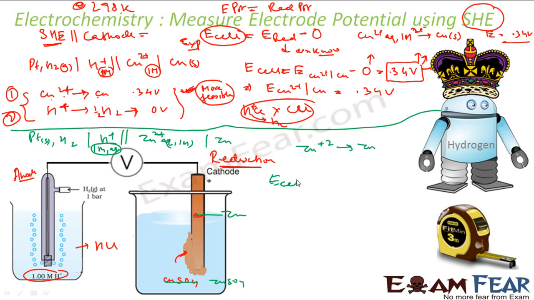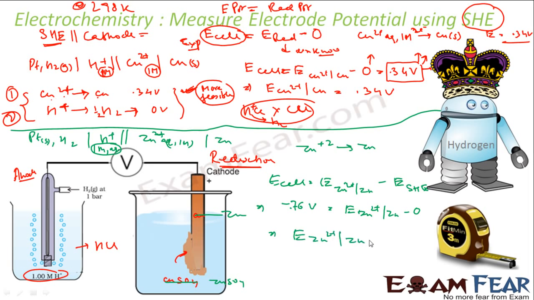Right? For this cell, E of cell will be what? E of right minus E of left, that is E of Zn2+ to zinc reduction minus E of hydrogen. And experimentally this value is how much? Minus 0.76 volt, and that is nothing but E of Zn2+ to zinc minus 0. So the reduction potential of zinc is minus 0.76 volt.